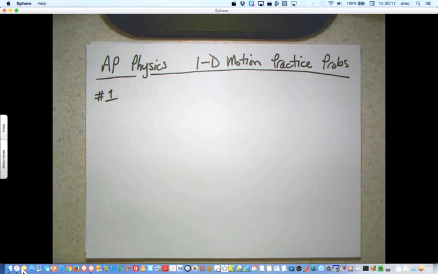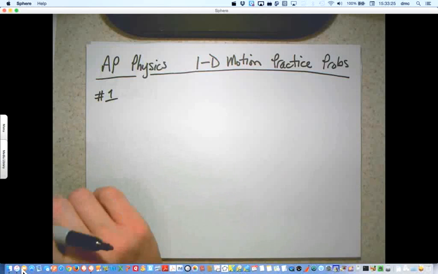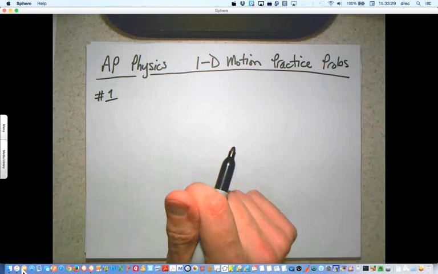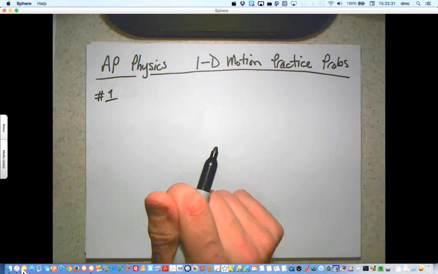Alrighty, let's give this a shot. So this is the AP Physics one-dimensional motion practice sheet. The solutions. So number one, I'll let you read through that. Read through these before you actually look at the rest of them, because I'm going to assume that you have.